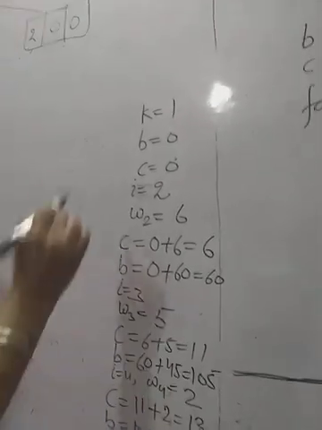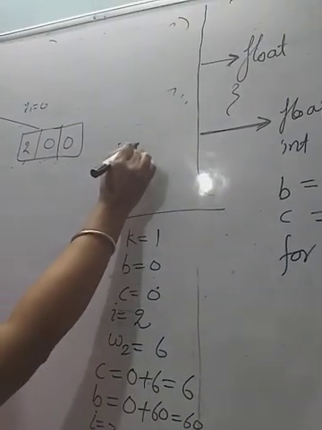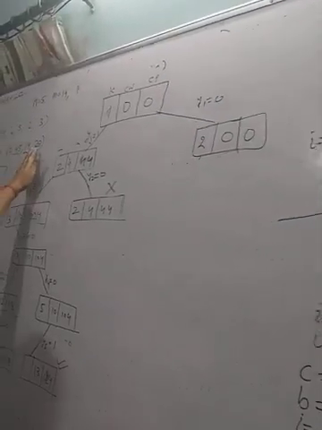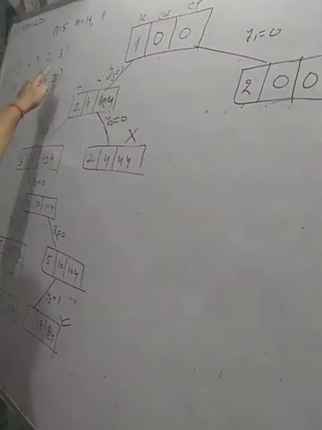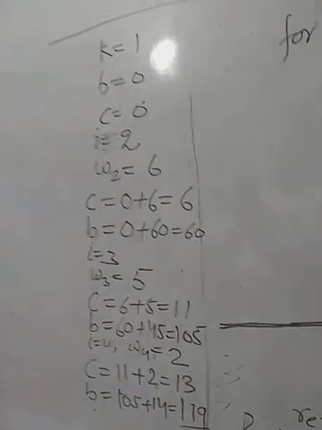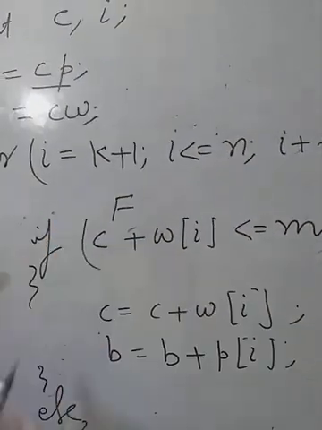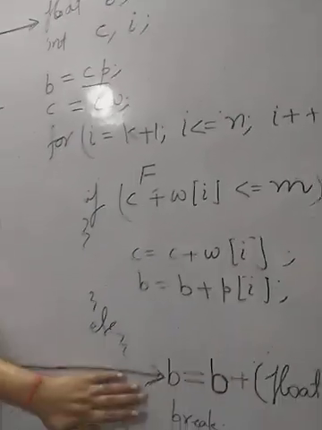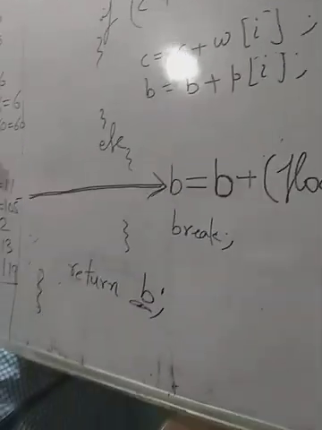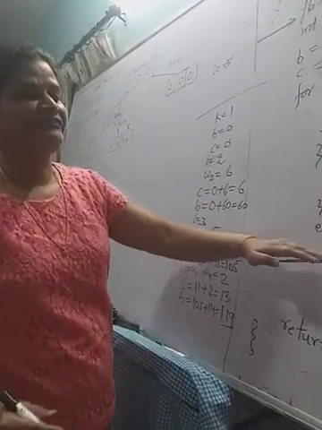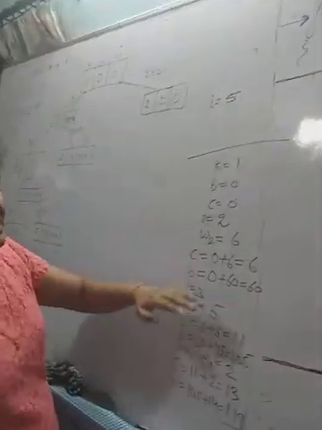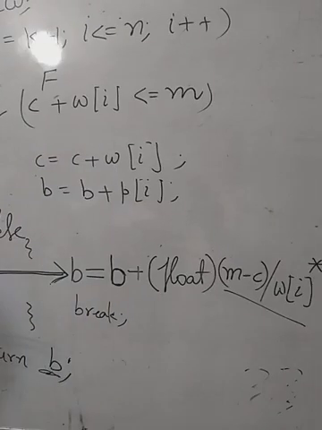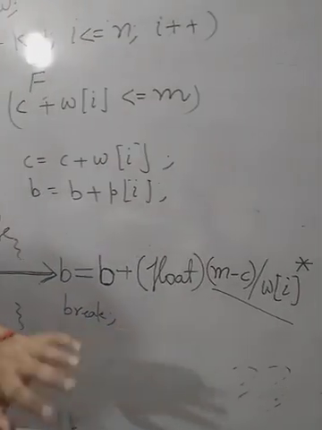The value of i is here 5. When I am considering the fifth weight, it is 3 and the current weight C is 13. 13 plus 3 is 16. So this condition is false. Now if this condition is false, then the else part will be executed. It means now a fraction of the fifth weight is to be considered, and carefully see the fraction.